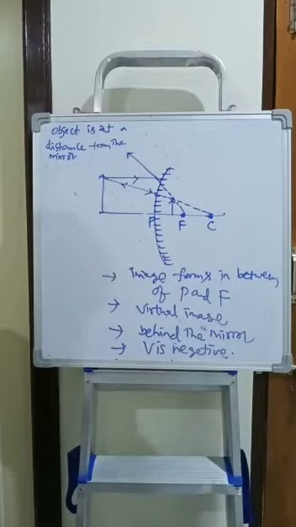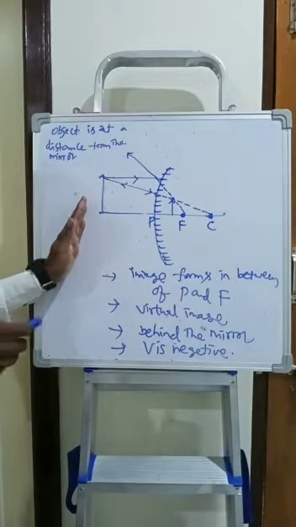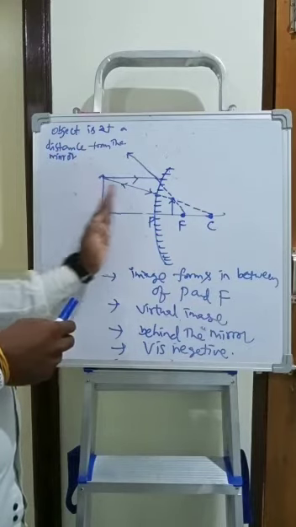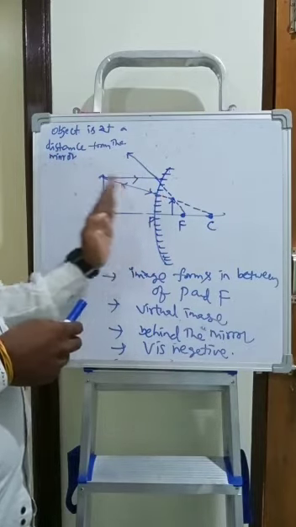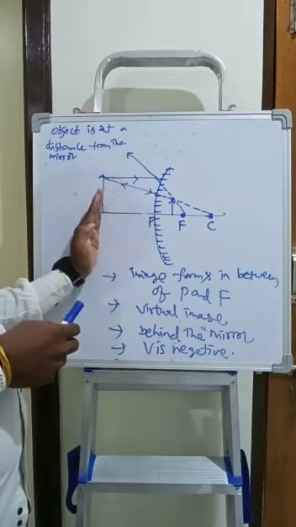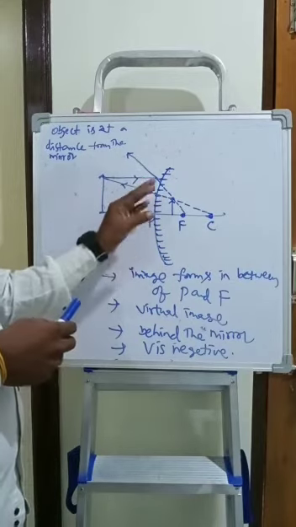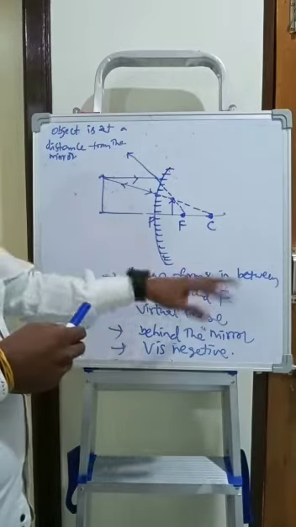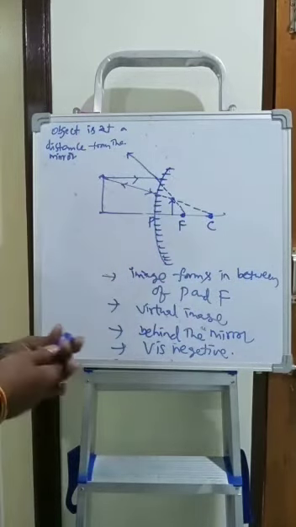Okay. The object is at a distance from the mirror. It may be so far away from the mirror, or very close to the mirror. The same situation happens. The image forms in between P and F only.